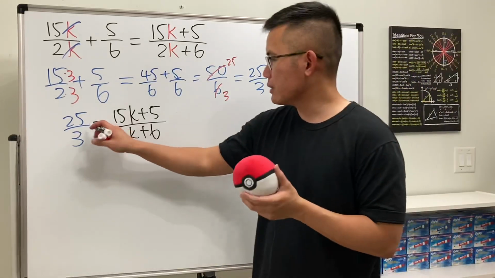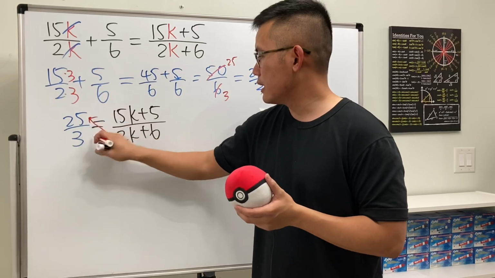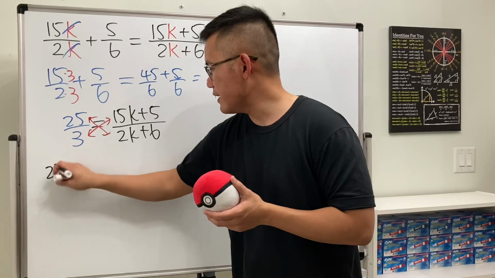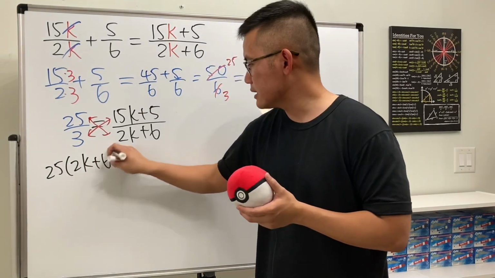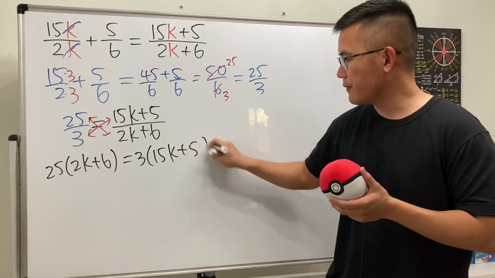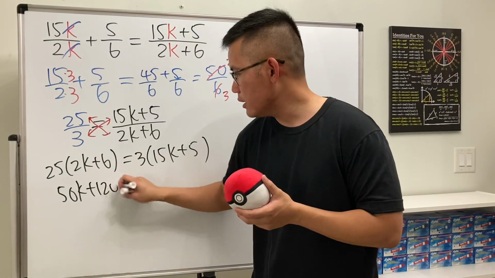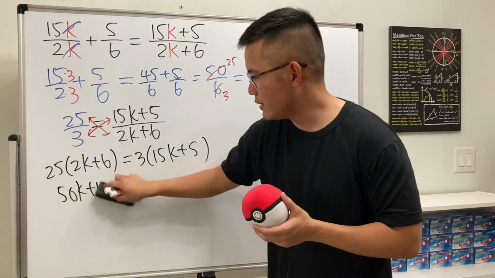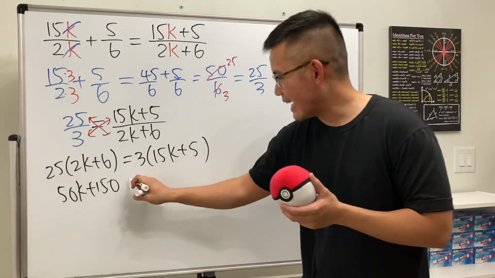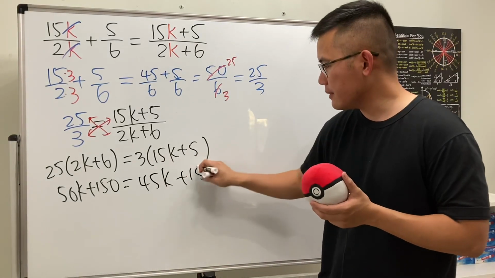All right. So let's go ahead and just cross multiply. So this times this and this times that. So let me just write down the work for you guys. This is 25 times (2k plus 6), and then that's equal to 3 times (15k plus 5). So work that out. We get 50k plus 150. 25 times that is 150. That's equal to this right here, which is 45k, and then plus 15.